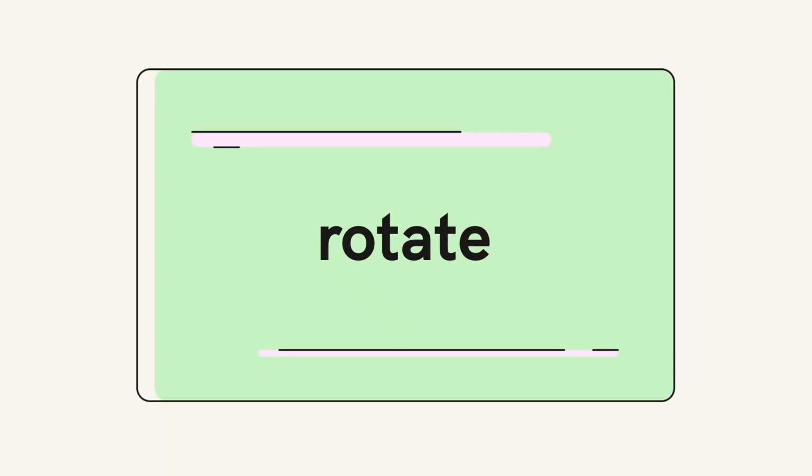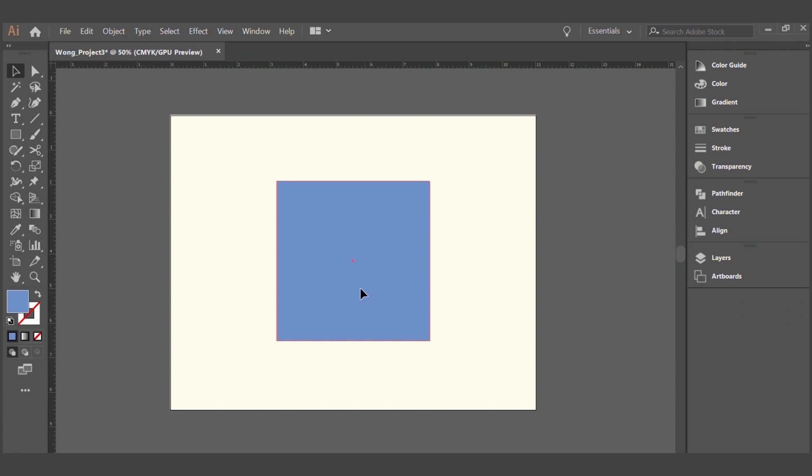The next tool is the Rotate tool. The icon looks like a rotate tool with just one symbol. The Rotate tool allows you to rotate your objects without altering the size and the shape of your object. The shortcut for the Rotate tool is R.